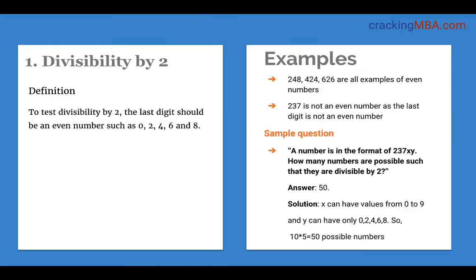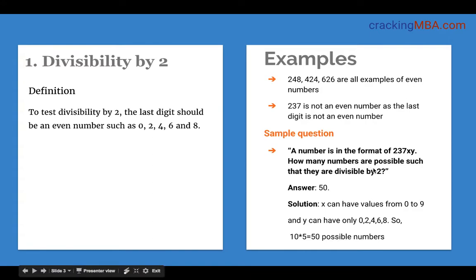So let's deep dive. First, divisibility by 2. This is the easiest of all. To test divisibility by 2, just check the last digit. It should be either 0, 2, 4, 6 or 8, so basically all the even numbers. If your last digit is an even number, it's divisible by 2. Simple as that. In the examples on the right side, 248 and 424 are numbers divisible by 2. 237 is not an even number, hence it is not divisible by 2.